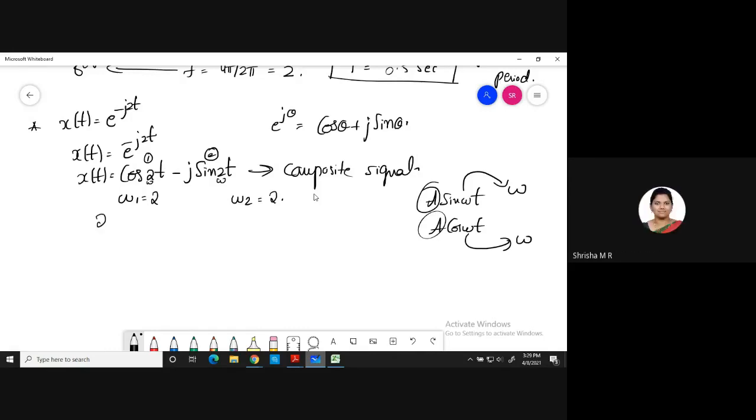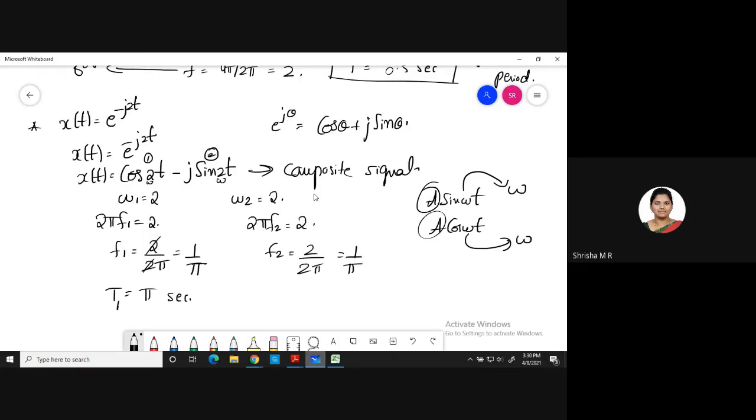Yes, ma'am. So 2 pi f1 is equal to 2. So what is f1? 2 by 2 pi, so it is 1 by pi. So what is the time period? It is pi seconds. So don't judge here only that it's non-periodic. You just have to find the ratio of T1 and T2. So T1 is pi seconds. We'll see what T2 is. So you have 2 pi f2, which is nothing but 2. So f2 is also 2 by 2 pi, which is equal to 1 by pi. So what is T2? It is also pi seconds.